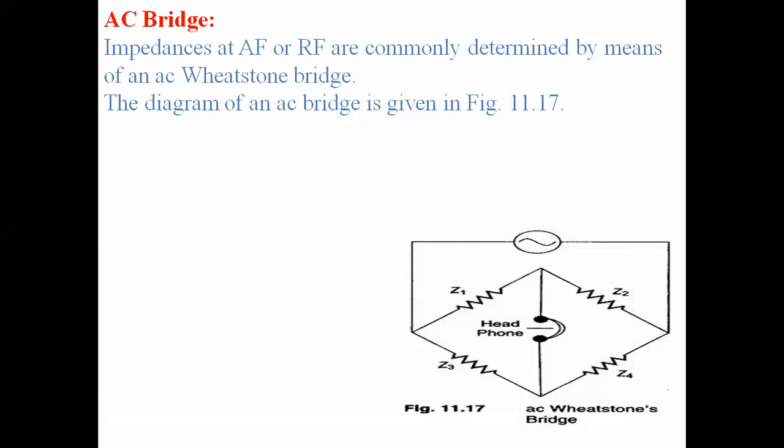To identify the AC signal, we will use headphones in place of the detector. In the DC bridge, we identify the zero value at the balancing condition. If it is unbalanced, the pointer shows a value. That is the galvanometer. Whereas in the AC bridge, we will use headphones. When the bridge is balanced, no sound will be heard. When the bridge is unbalanced, we will hear a beep sound.